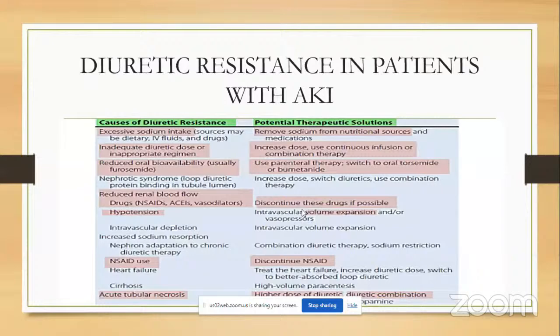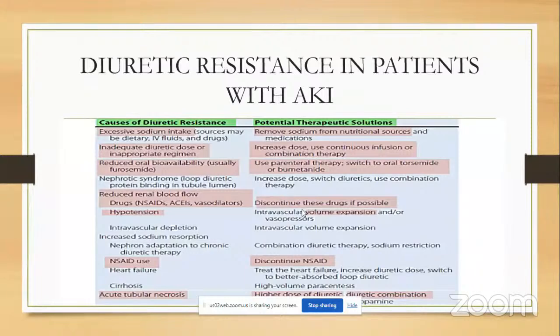There are certain reasons for the resistance in patients with AKI. Diuretic resistance reasons include excessive sodium intake. So sodium from the nutritional sources and medications should be removed. Inadequate diuretic dose or inappropriate regimen: the dose should be increased, and continuous infusion should be given, or combination therapy should be given.